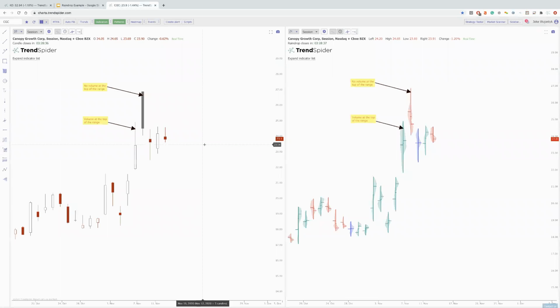The first one that I want to go over is on CGC. This was a couple of days ago. And you'll see here we have the hollow candle on the left. We have the raindrop on the right.